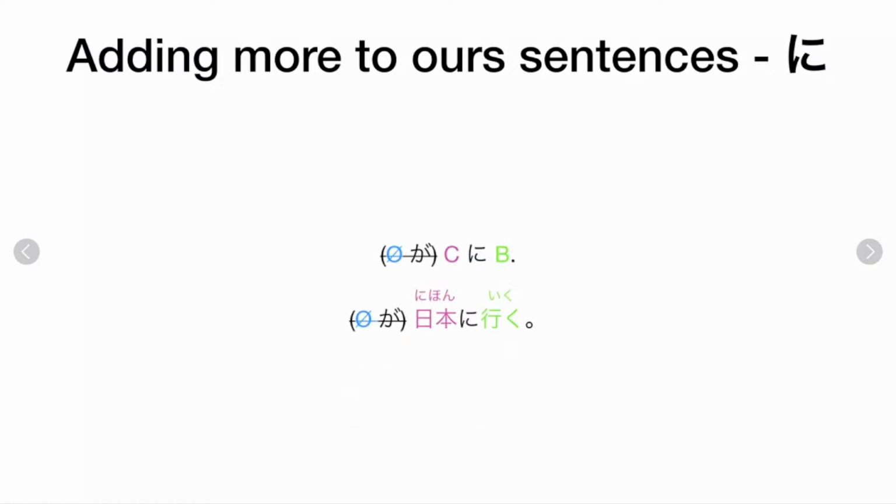And as before, your pronoun, you can use the zero pronoun so that instead of saying watashi ga, you can just say nihon ni iku, and that means I'm going to Japan.